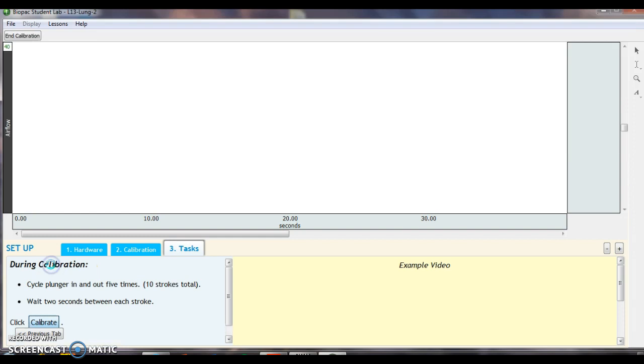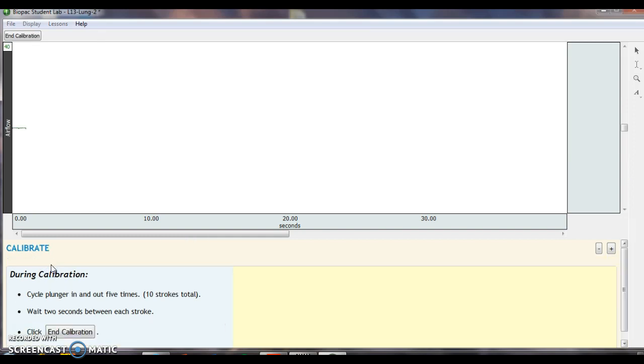So I'm going to click Calibrate. I'm going to pull it in. I'm going to pull it out. In, out. And it's calibrating. It knows that the plunger is 1 liter. So each upward spike, I'm drawing out 1 liter.